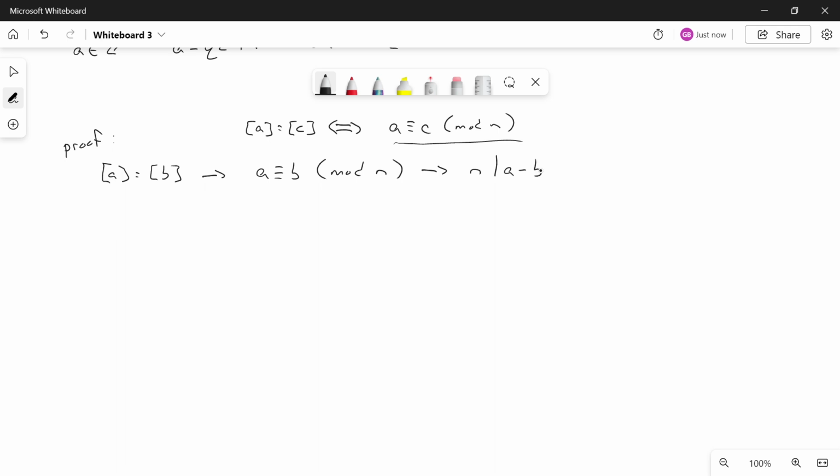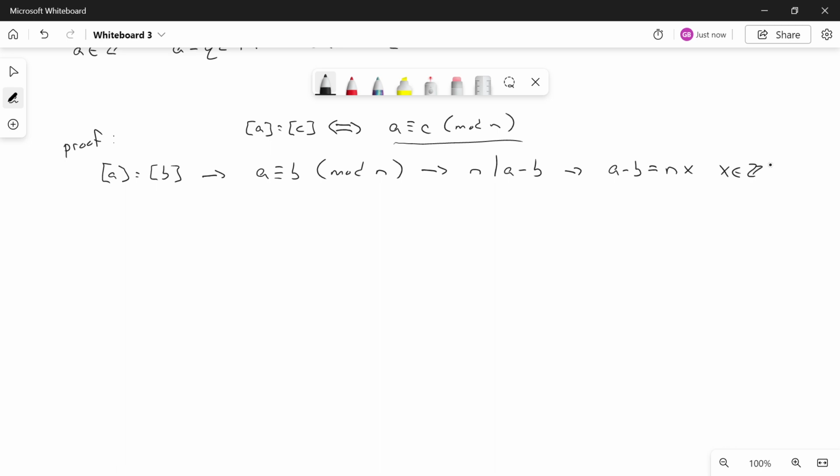So the distance between A and B, again, is a multiple of n, which means that A minus B can be written as n times some x, where x is an integer.